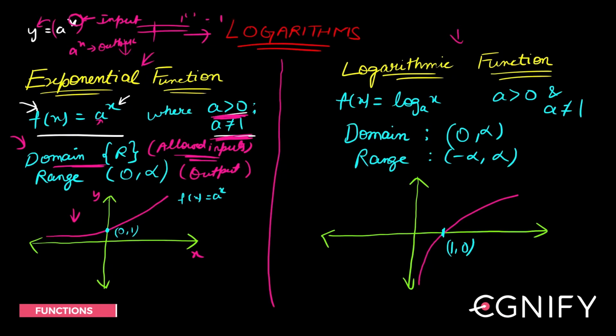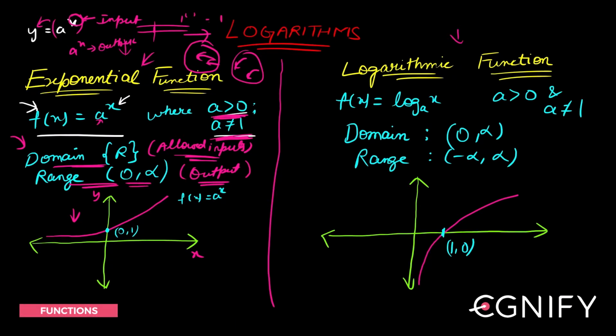And when you make a set of the allowed outputs, so you give an input, you get an output. If you collect all these outputs for all these given inputs, then you get the range, and that is basically your allowed output. So for this function, the range that exists is 0 to infinity.